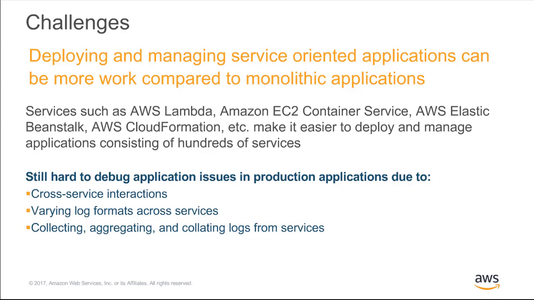So AWS provides a whole host of services that enable you to deploy and manage a large microservices application or serverless application. We've got services such as AWS Lambda, the EC2 container service, AWS Elastic Beanstalk, and CloudFormation. However, it's still difficult to debug application issues in production for various reasons.